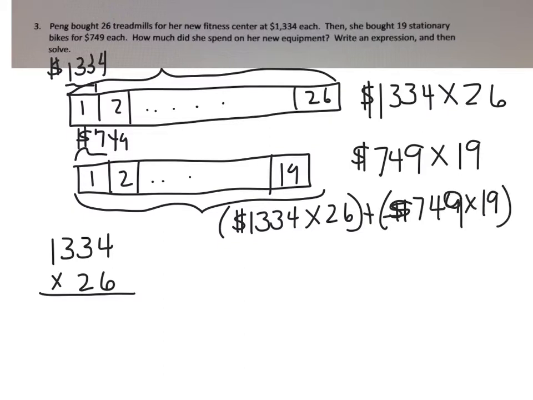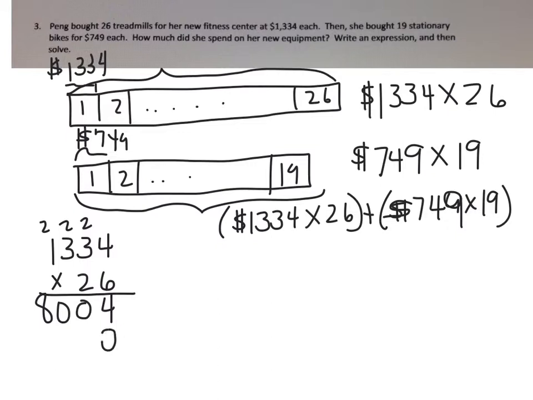Alright, so there's my expression, and now it asks me to solve. So I'm going to come back down to my algorithm down here, and I'm going to say 4 times 6 is 24, 3 times 6 is 18, and 2 more is 20. Again, 3 times 6 is 18, and 2 more is 20. 6 times 1 is 6, plus 2 more is 8.